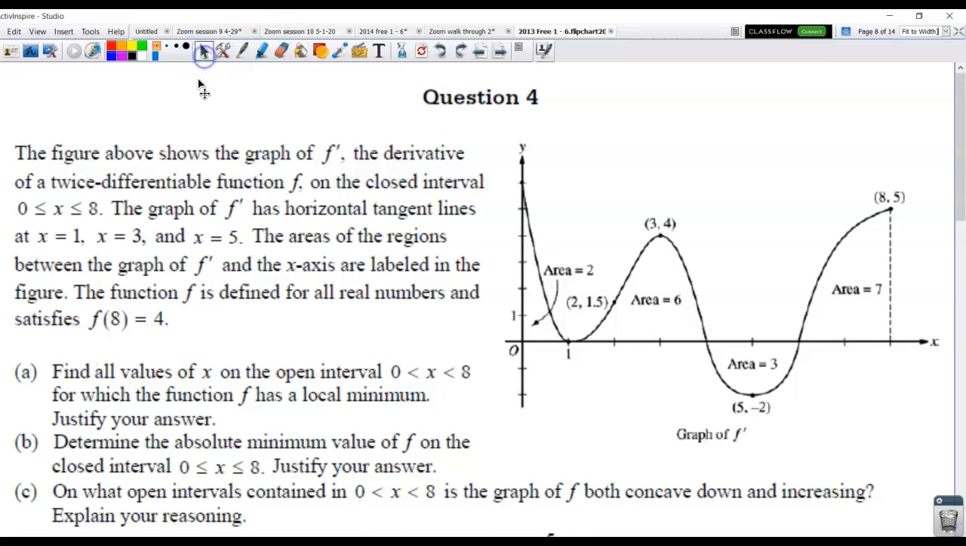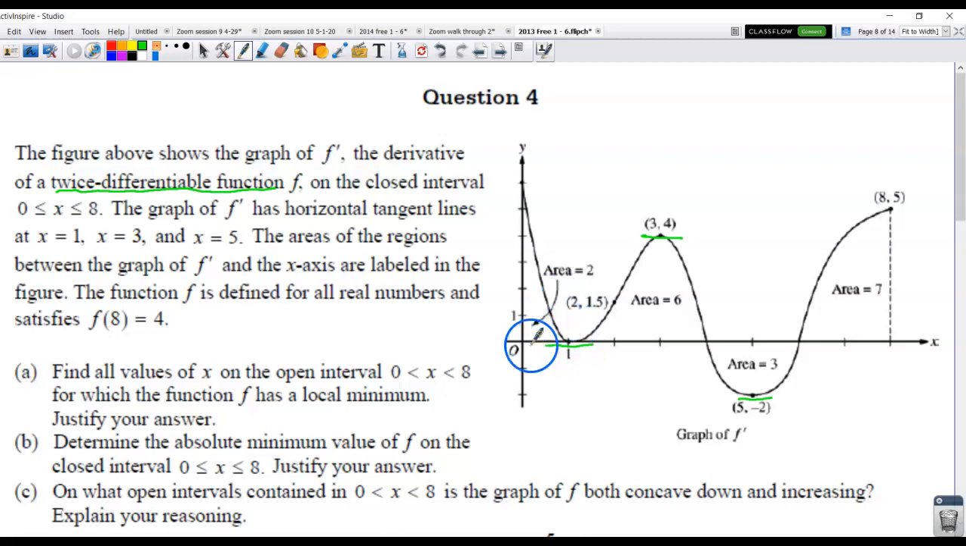We have a graph. The figure above, to the right, shows the graph of f prime, the derivative of a twice differentiable function. We know that's important. That tells us some stuff about continuity. On the closed interval from 0 to 8, the graph of f prime has horizontal tangents at x equal to 1, x equal to 3, and x equal to 5. The areas of the regions between the graph of f prime and the x-axis are labeled in the figure.